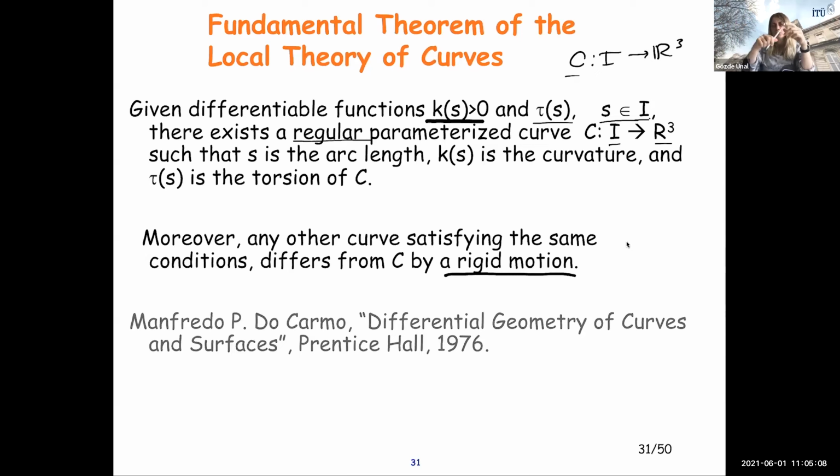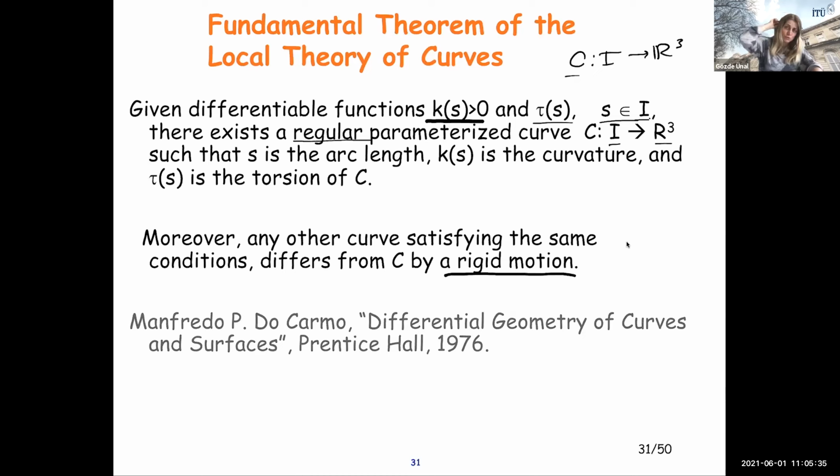It's in R3, so 6 degrees of freedom, right? We've studied the rigid motion group in this course, SO(3) plus translation. Remember SE(3), the special Euclidean group. So it means you just rotate this curve in 3D, rotate it rigidly, without changing or deforming it, and translate it.